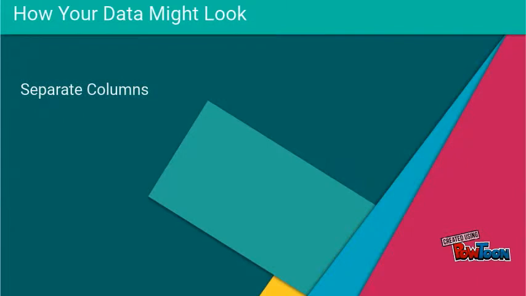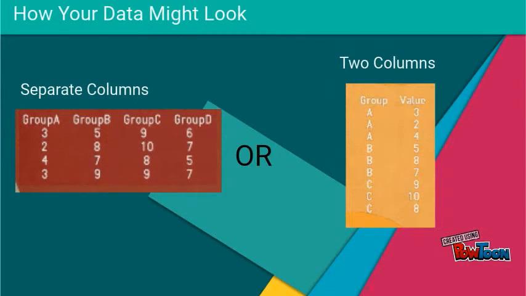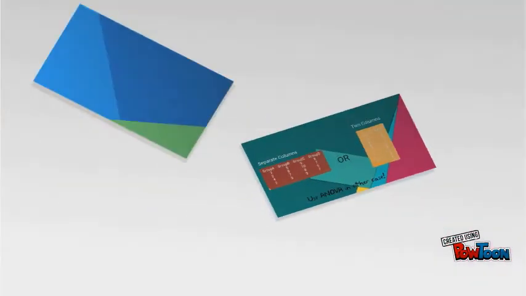Your data may look one of 2 ways. Either all of the groups or types are separated already and look something like this, or your data has 2 columns or variables, one variable telling the group and one variable telling the measurement for each observation. In both cases, ANOVA is appropriate.